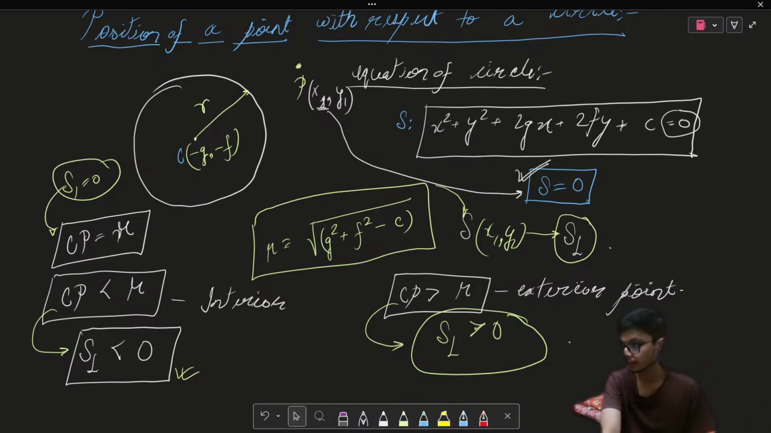I hope this is clear to all of you. Is this part clear to all of you? Do let me know if this part is clear or not.